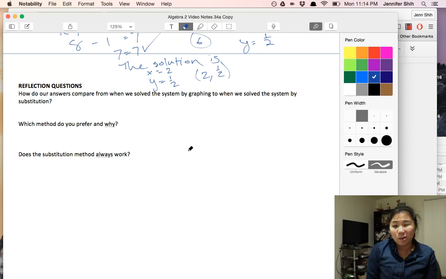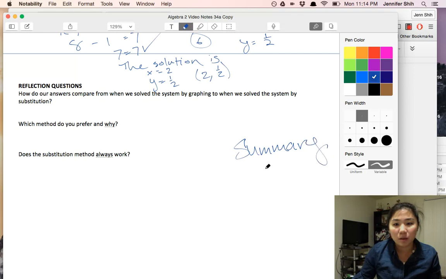And then I want you to think. This is to prepare you for discussion questions in the future. Does the substitution method always work? Why or why not? Can you come up with a counter example? Write that down in your notes and don't forget to summarize. Summary. Go through, annotate your notes. What are caution signs or question marks?